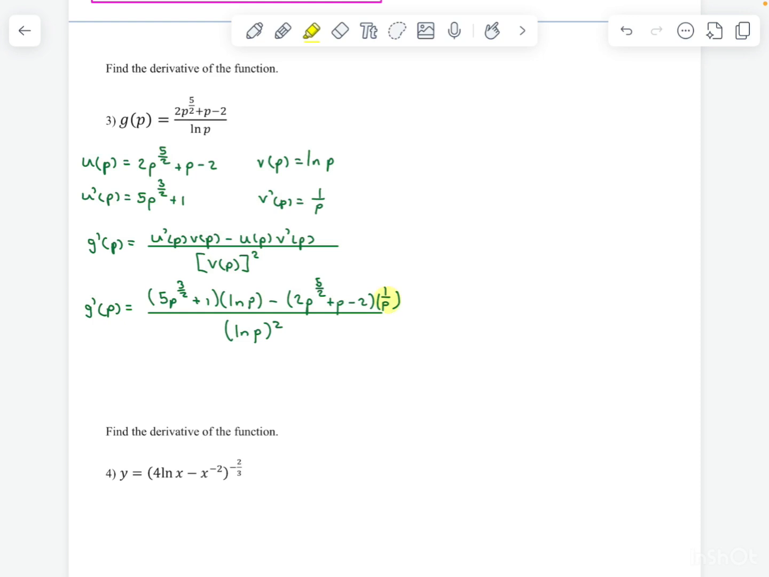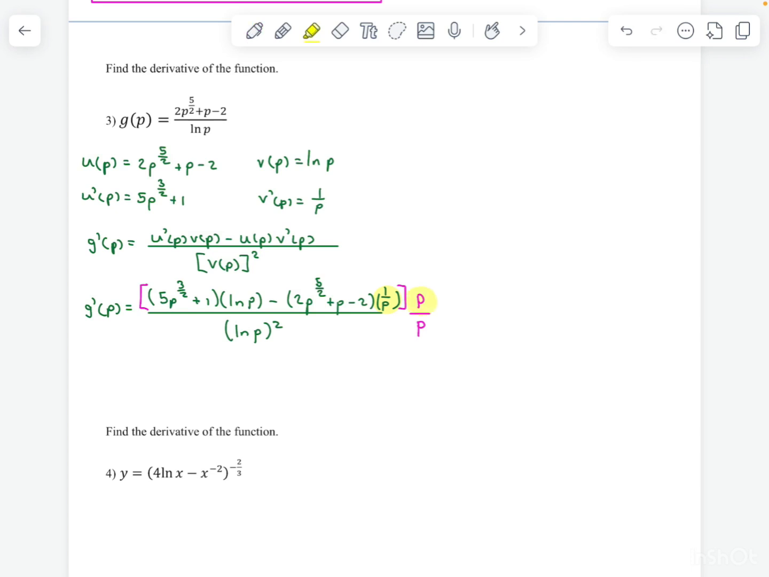Now we do not want the 1 divided by p in the numerator, because that will be a fraction within a fraction. To clear this fraction, I'm going to multiply both terms in the numerator by p. However, if I did that, this function will no longer be the derivative of g. It will be a completely different function. To avoid that, I'm also going to multiply the denominator by p.